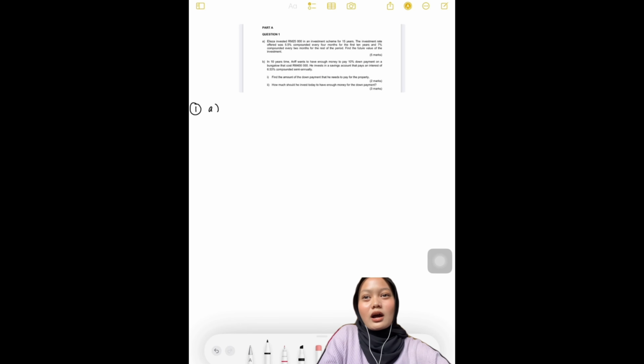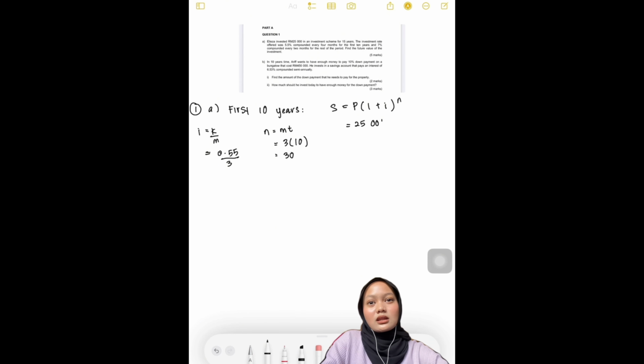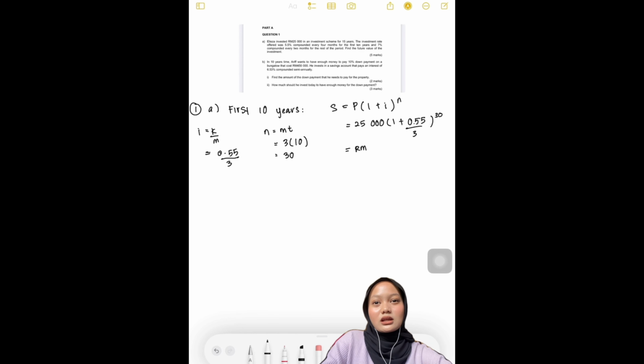For part A question 1, we need to calculate the future value of the investment. So first, we need to do the first 10 years. I equals K over M, 0.055 over 3, and N equals MT, 3 times 10, we got 30. We use the formula S equals P(1 plus I) to the power of N: 25,000 times (1 plus 0.055 over 3) to the power of 30. And we got the answer 33,116.03.